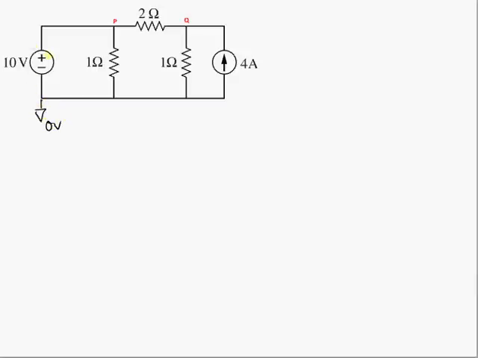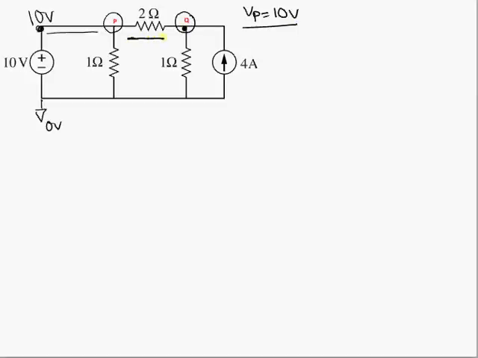Since we have a 10 volt source, the opposite end of the 10 volt source is going to be at 10 volts. Now, our goal is to find the voltage at node P and the voltage at node Q. For P, the voltage turns out to be trivial because there's no element between the 10 volt node and P. So Vp is equal to 10 volts. So that's trivial.